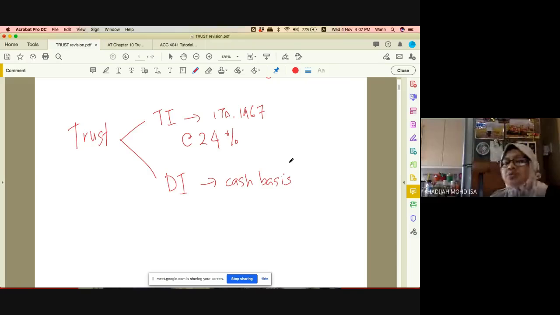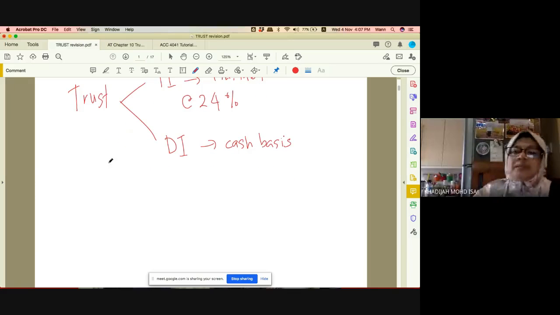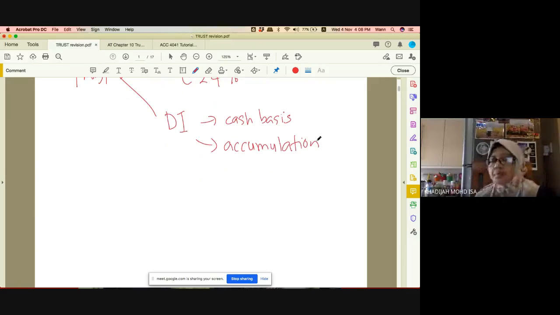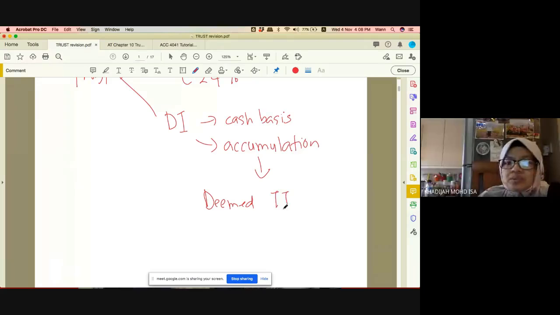More importantly, you compute distributable income whenever you have accumulation in the trust, meaning you have to put aside a certain amount of money for any of the beneficiaries. Whenever you have accumulation, you have to compute distributable income. Why? Because from here you want to know how much is the deemed total income of the trust.